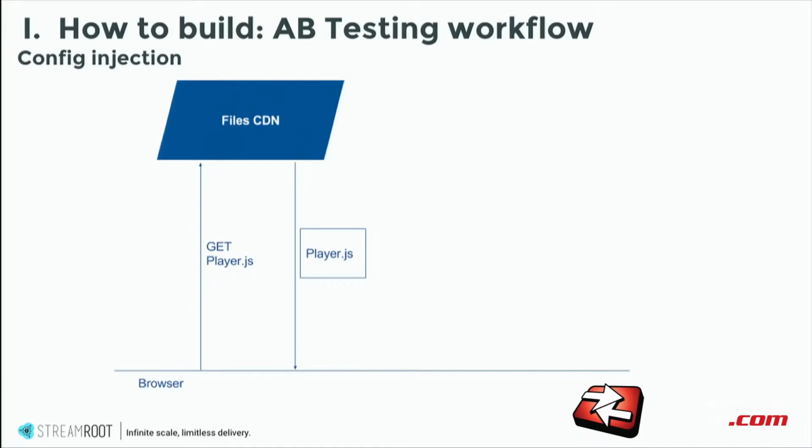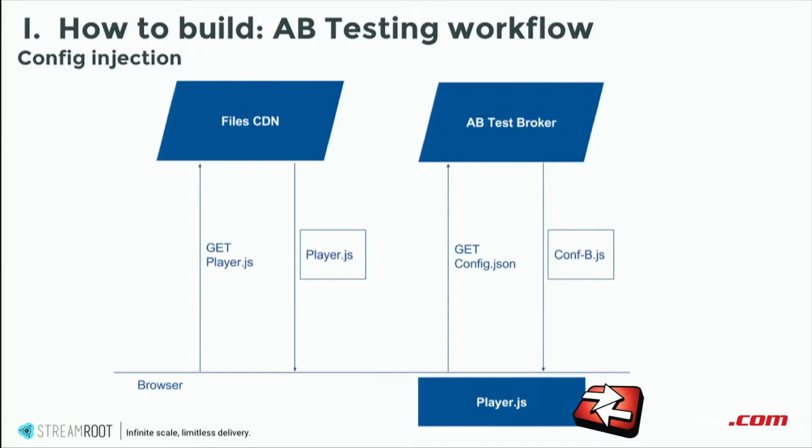So the first method is to create a service that injects a different configuration into your player and overrides the default config. So basically what happens is that instead of just bundling your configuration with the JavaScript player file, you make your player asynchronously request the config from an A/B testing broker service that is completely separate from your player build. And basically, that way you can customize the configuration file you send to each of your users, and you can make it depend on the stream they're watching, on like the ISP or the city they're in, or any other parameter you want.